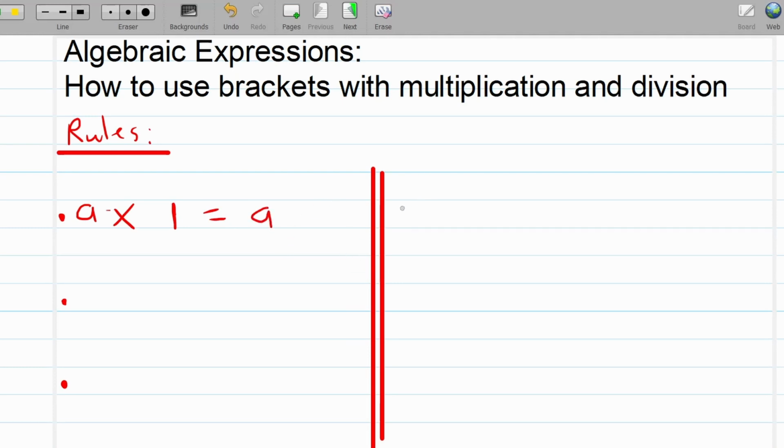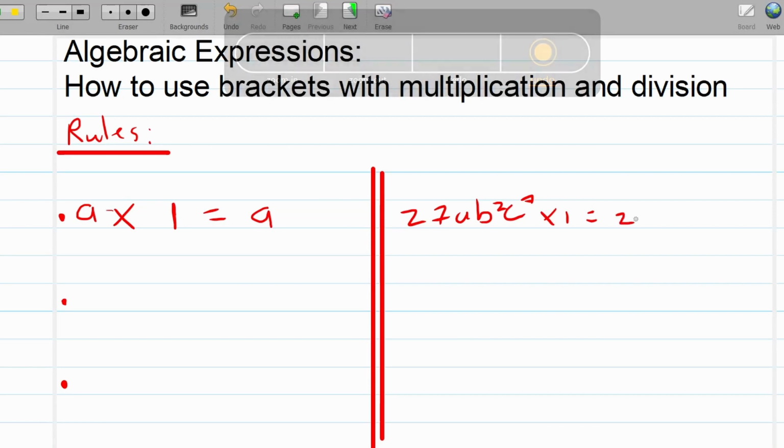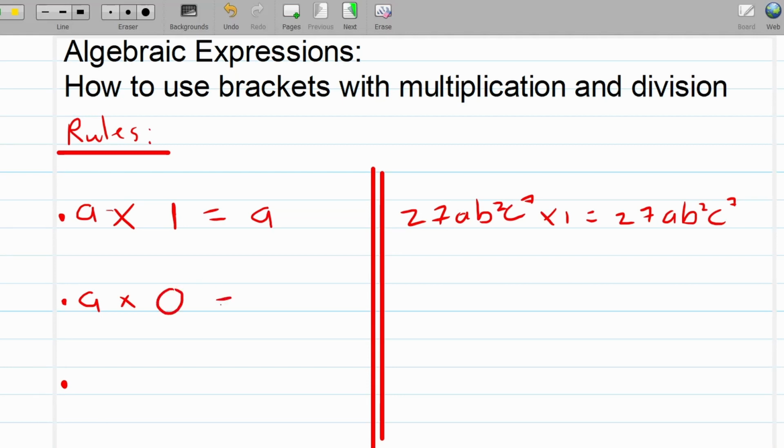Okay, so let's look at an example. 27ab squared c to the power of 7 times 1 is equal to 27ab squared c to the power of 7. So whatever multiplies with 1 stays the same. The second rule, whatever multiplies with a 0 becomes 0. So let's take 27ab squared c to the power of 7 times 0 is equal to 0.